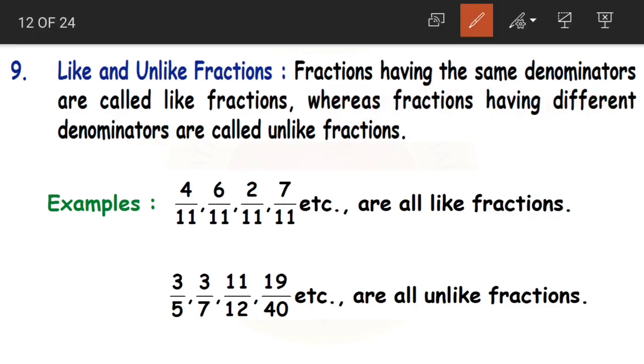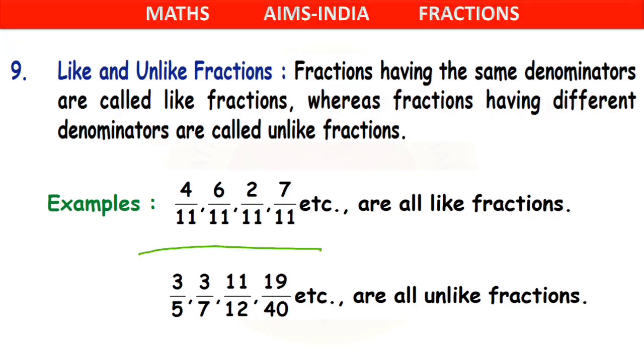Look at the example here. 4 by 11, 6 by 11, 2 by 11, 7 by 11, etc. All these have 11 as their denominators here, right? All the fractions have the same denominators. So what can we call these? We can call these our like fractions. Yes students, we can call these our like fractions.